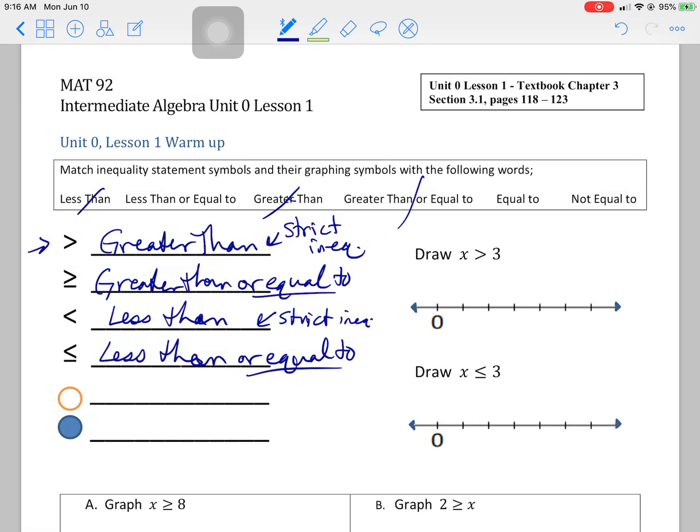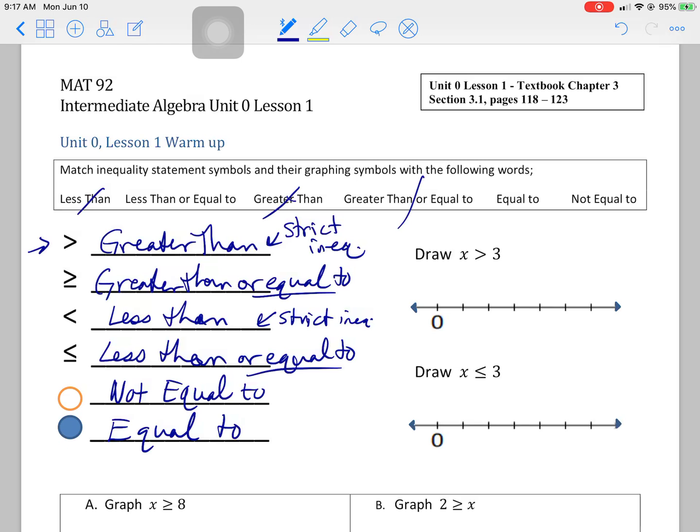And then when we go to graph them, these are the inequality symbols. And then their graphing symbols, you may remember, is the open circle versus the closed circle. The open circle means that it's not equal to that number, but it's infinitely close to it, but not actually it. And this is equal to.